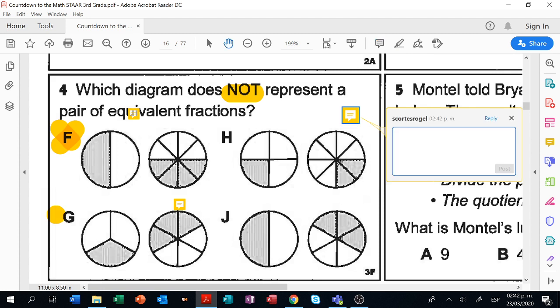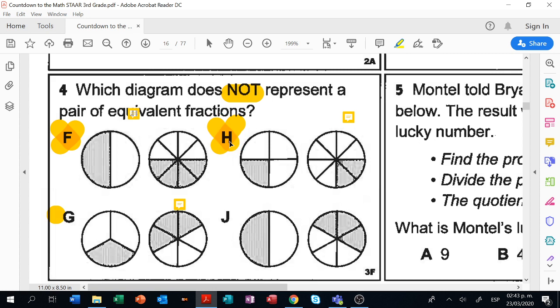Butterfly method again. I have 1 shaded out of 4. And on the other one, I have how many? You should be counting now. We have 2 shaded out of 8. Okay. Butterfly method again. 1 times 8 is 8. And 4 times 2 is 8. So they are equivalent. Same value. I'm going to cross it out. Not a good option for my question.